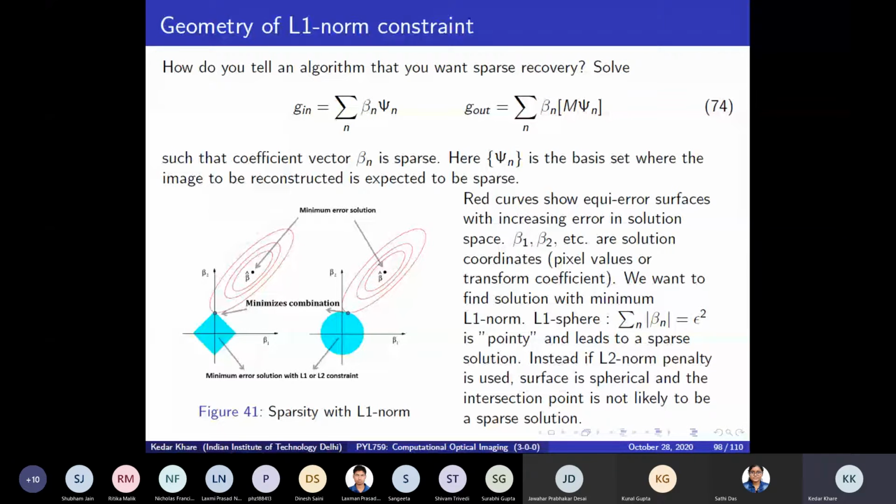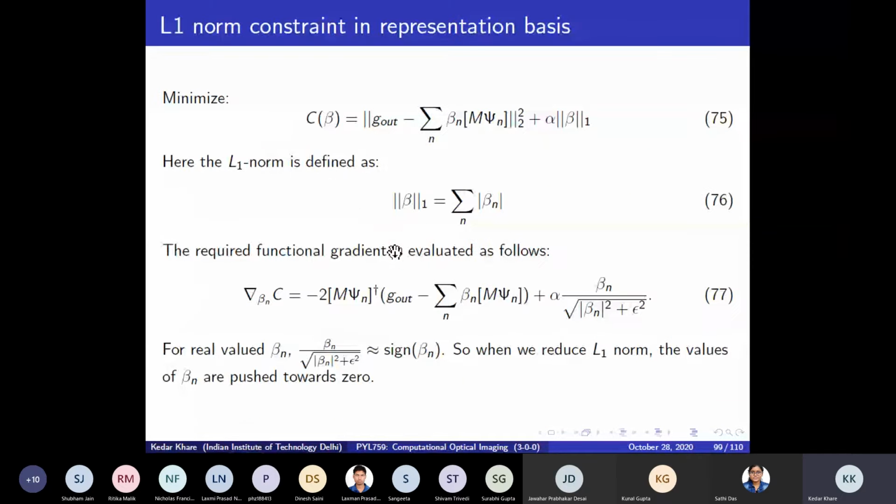Okay. So forget about the constraint first. Suppose we solve this problem as a least squares problem, where we forget about the second term and just solve for a problem which minimizes this.